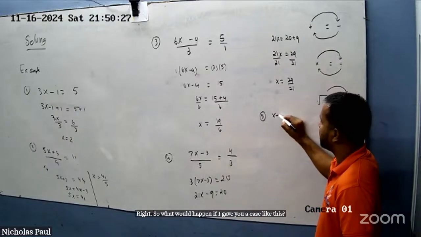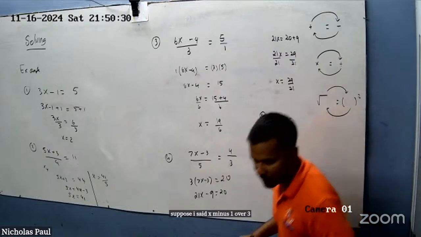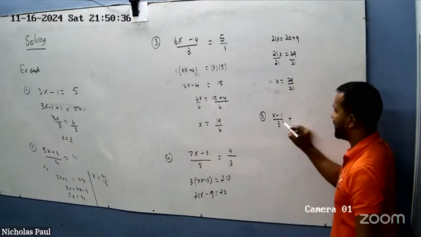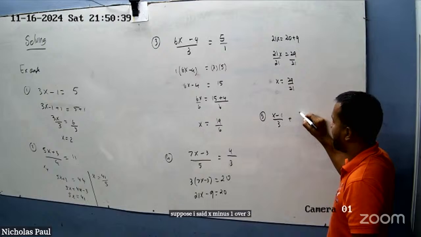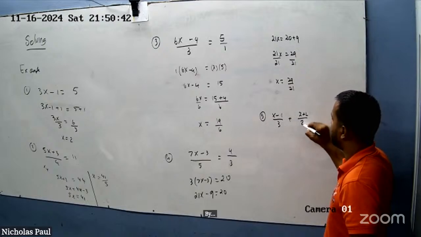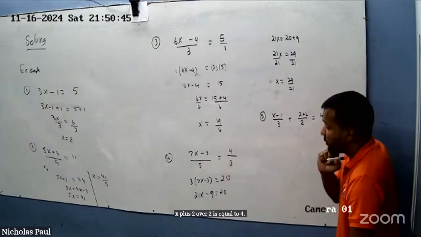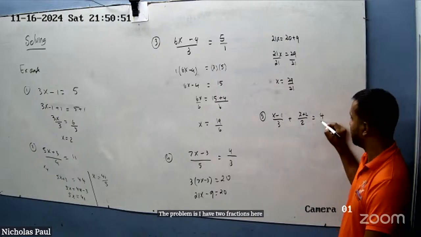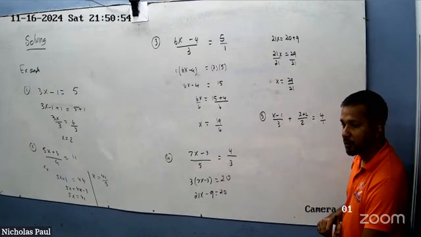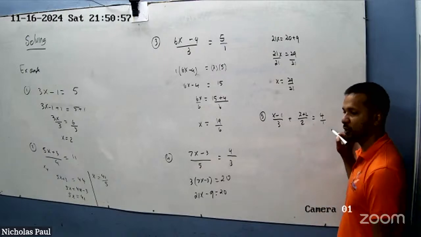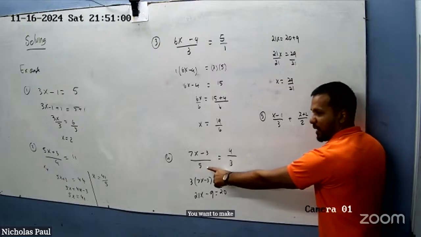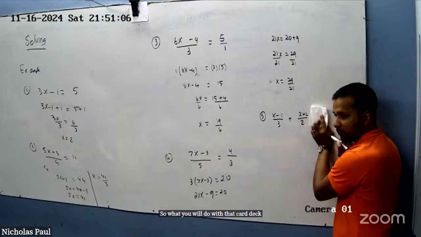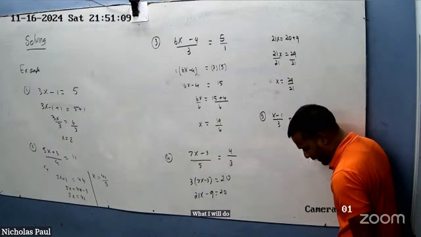So what would happen if I gave you a case like this? Suppose I said x minus 1 over 3 plus x plus 2 over 2 is equal to 4 over 1. What do you do in a case like this? The problem is I have two fractions here and one here. What to do? You want to make this look something like that. So what will you do with that part there? That's how we've been simplifying all the time.